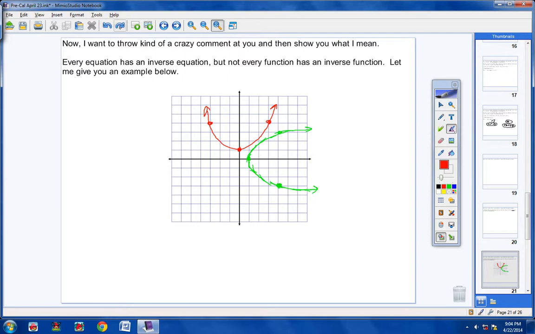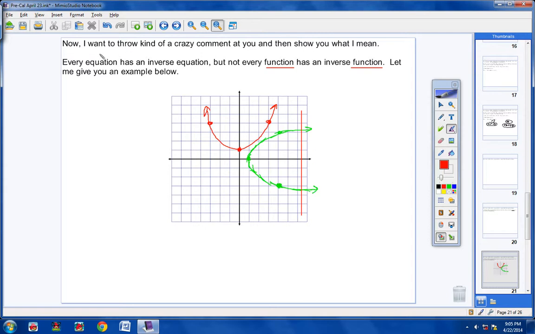Here's what I'm trying to show you, and then you can pause the video and take notes however you want to. I'm trying to show you that just because a graph is a function, it doesn't mean when you graph its inverse that the inverse will be a function. And that's why I said this here. Not every function has an inverse function. And I just gave you an example right here. Here's a function, but when I drew its inverse, it wasn't a function. This green graph is not a function.